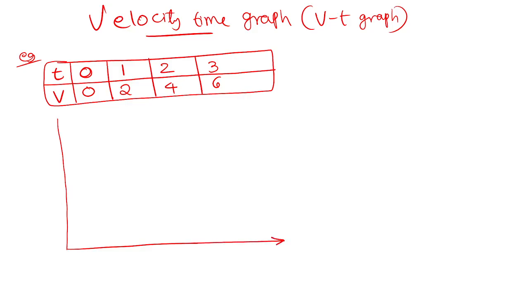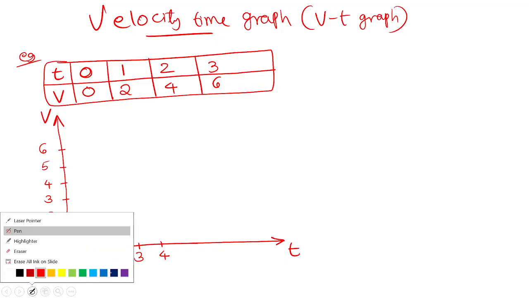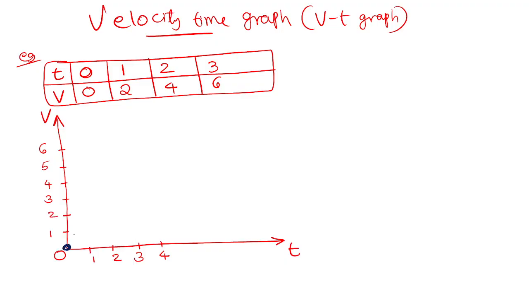On the x-axis you have to mark time, on the y-axis you have to mark velocity, and you have to mark the numbers 1, 2, 3, 4, 5, etc. Here also 1, 2, 3, 4, 5, 6, etc. (0, 0) is there. Where is that (0, 0)? It is here. (1, 2) is there. Then (2, 4) is there.